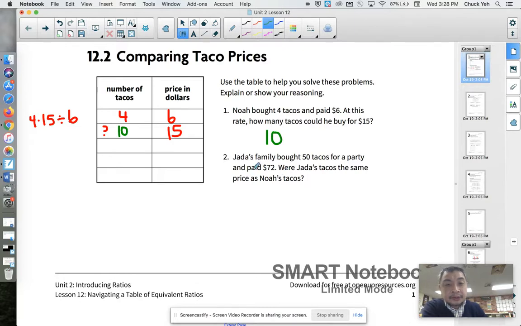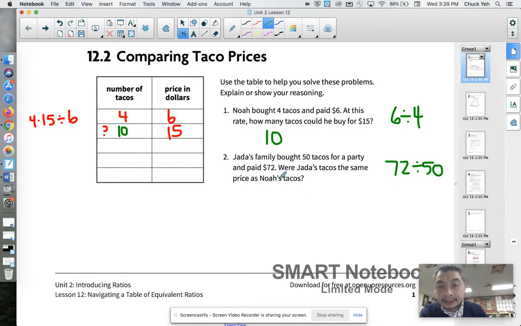Number 2, if Jada's family bought 50 tacos and paid 72, were Jada's tacos the same price as Noah's? A couple of ways we can do this. For me, this is the easiest way. You can divide 6 into 4, and then you can divide 72 into 50. You can do it like that.